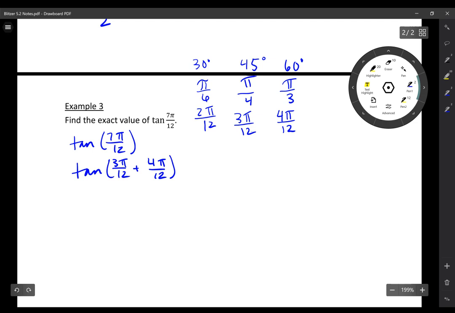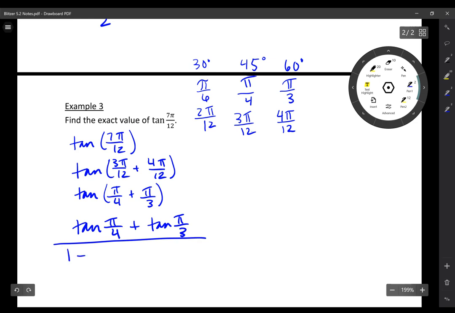And because we're in radians, we're staying with radians. So then this is going to be tangent of, when I reduce, pi over 4 plus pi over 3. Okay. And then I need to go ahead and write out that sum of two angles for tangent. I need to go ahead and write that down. So this is going to be tangent pi over 4 plus tangent pi over 3 all over 1 minus tangent pi over 4 times tangent pi over 3.